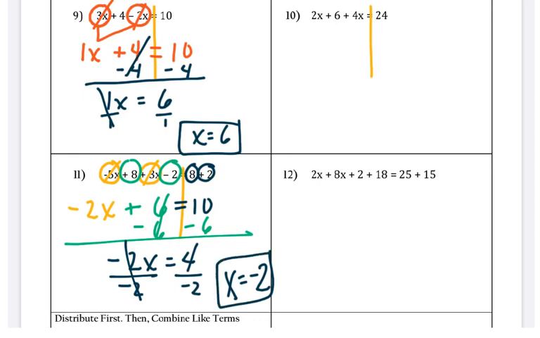Not too bad. Try the exact same thing with number 12. Combine like terms. There's lots of like terms to combine. We're going to combine those x's. Then you're going to combine these constants. So 2x plus 8x. And then 2 plus 18. Figure out what those numbers are. And then on the right side, you have more like terms that you're going to combine. Then you'll have a 2-step equation and can solve for x. Not too bad. Okay, let's move into the last piece of this.